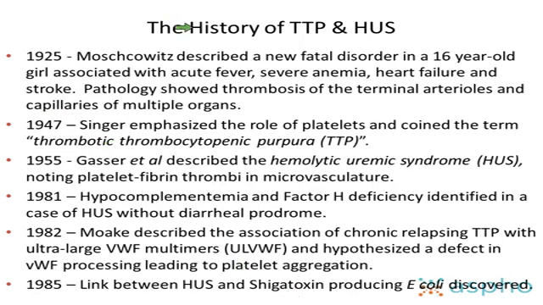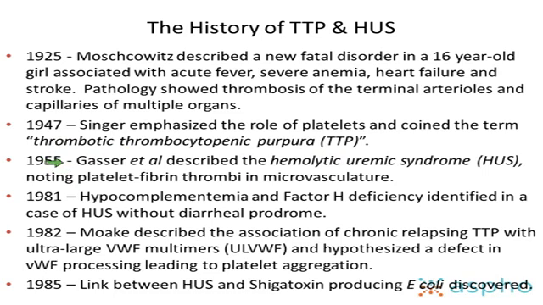Just to give you some background on the history of the primary TMA syndromes, the first description of these primary TMA syndromes was in 1925, where Moskowitz described in a young girl who ultimately succumbed to her disease, fever, anemia, heart failure, and stroke. On autopsy, this individual had microthrombi in the microvasculature of many different organ systems studied. A number of years later, the role of platelets was emphasized in this disease, and the term was coined thrombotic thrombocytopenic purpura, or TTP.